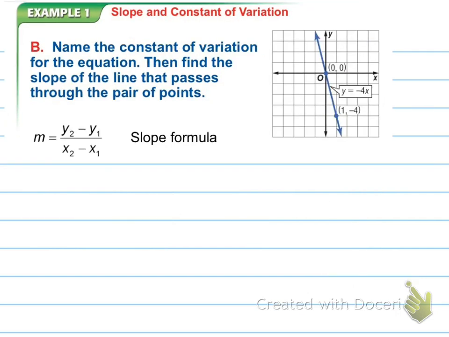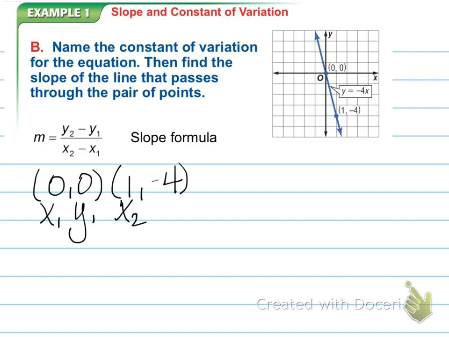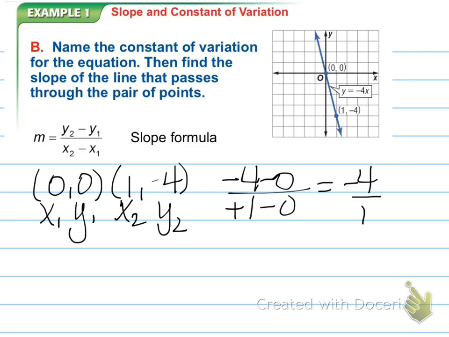Go ahead and pause the video and give this one a try. So remember, you start by copying down your points. So you've got 1, negative 4, and 0, 0. You label each of your points, and then you plug them into the formula. So you have negative 4 minus 0, and you have positive 1 minus 0. So it's negative 4 over 1. So your slope, or your constant of variation, is negative 4.